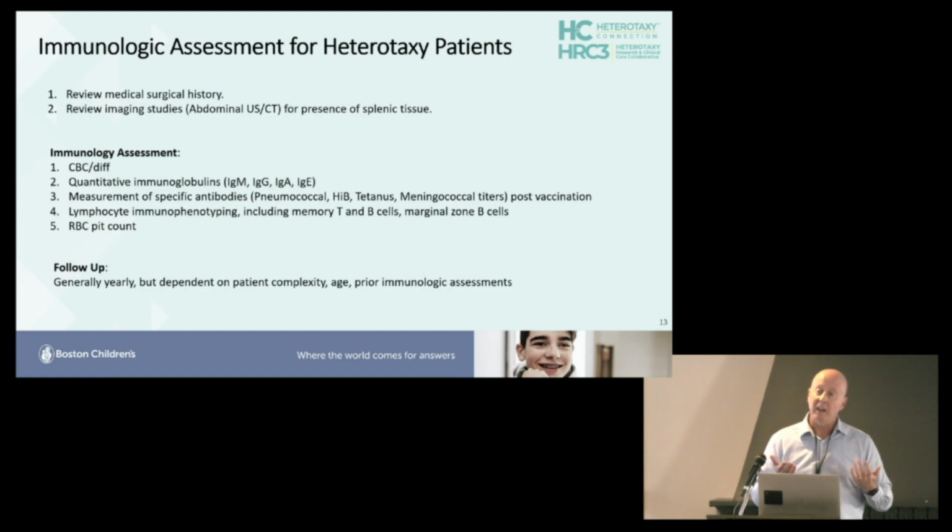And this is typically done in slightly older infants who have received at least 2 or 3 immunizations, so we can assess their specific antibody responses. And then, of course, we look at lymphocyte immunophenotyping to look for memory T and B cells and marginal zone B cells. And then we are also looking at RBC pit count. So follow-up really varies a bit from patient to patient, but generally yearly, and that depends on their level of complexity and whether or not any abnormalities were found on their initial immunologic assessments.